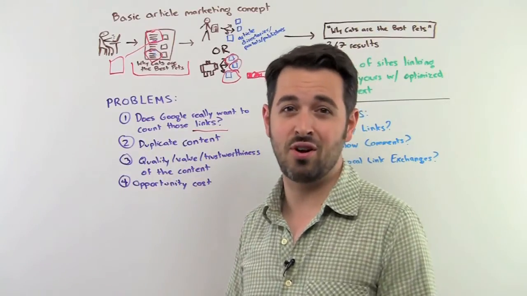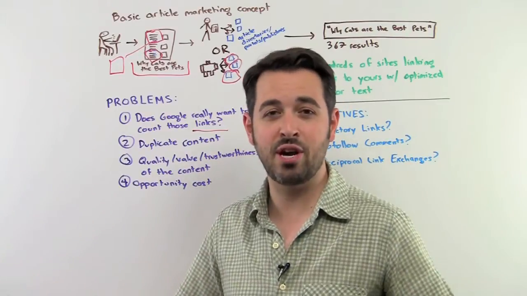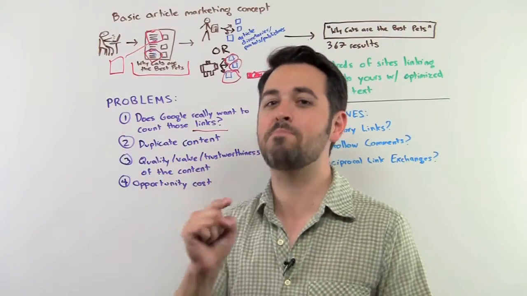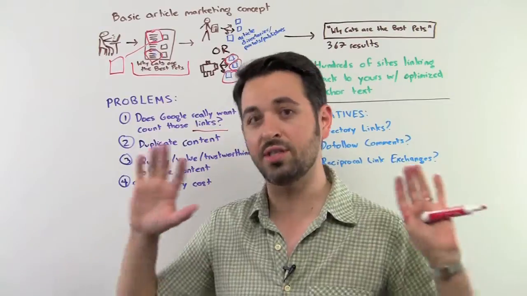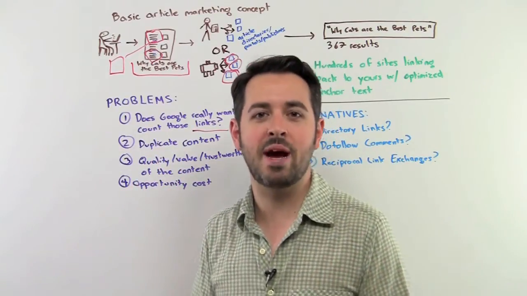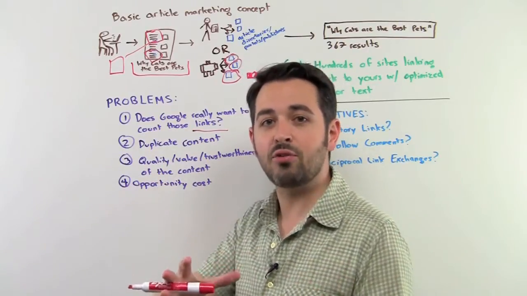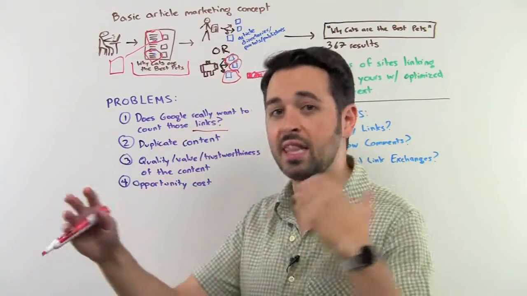Looks like Rand's article on why cats are the best pets has been spun on 300 article sites, so he must be the very best resource in the whole world on that topic. Can you possibly imagine a Googler thinking that way? Instead, they're going to be writing algorithms to try and prevent this stuff from working. And they do all the time, right?